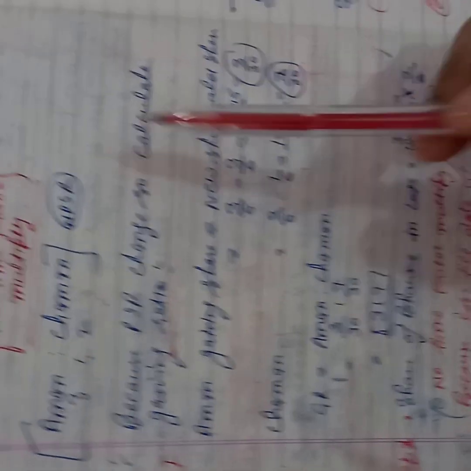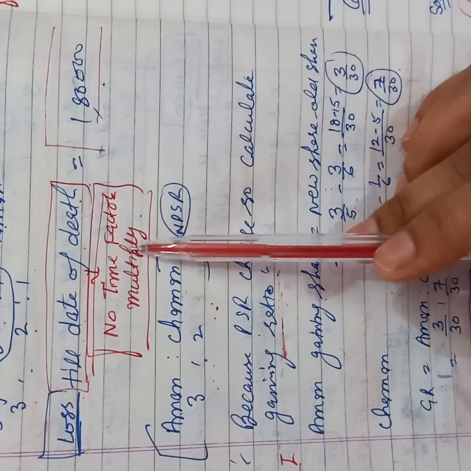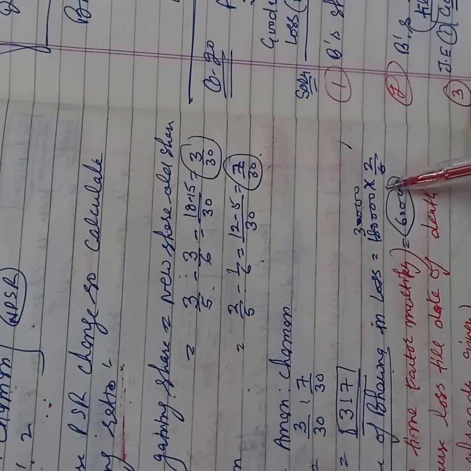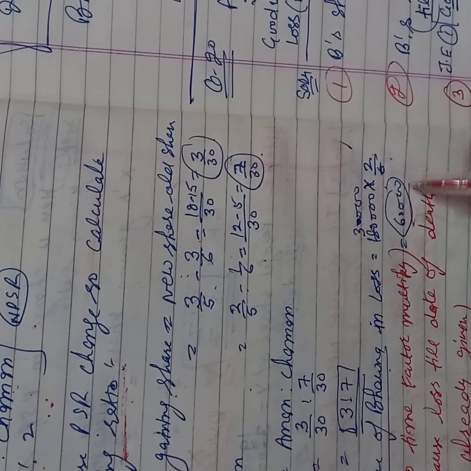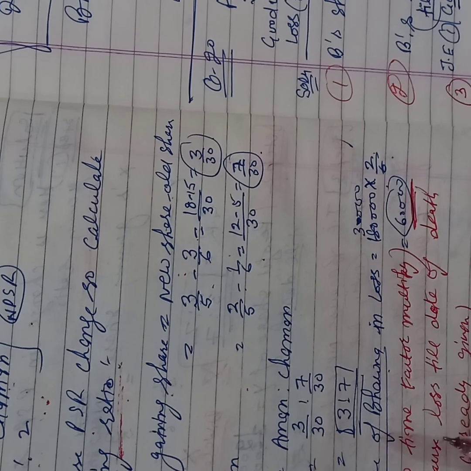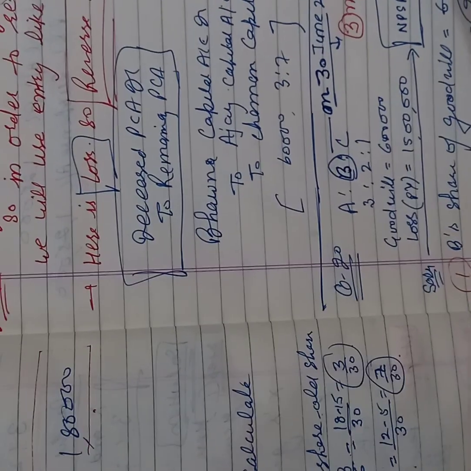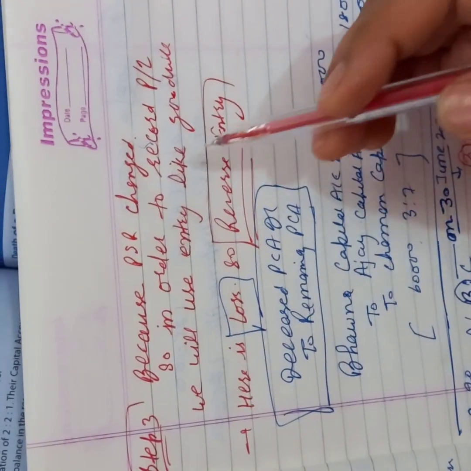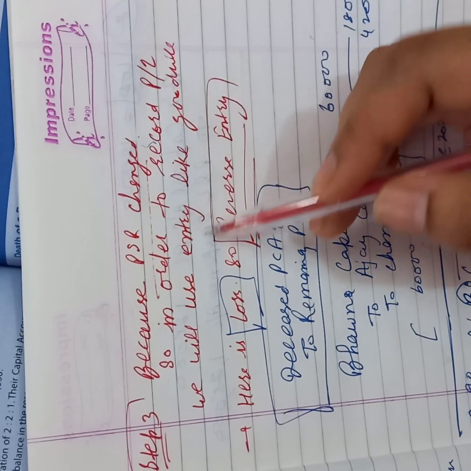And here, because the loss till the date of death is given, we will not multiply the time factor directly. 1,80,000 into share 2 by 6, so we'll get 60,000. Then we will divide this loss. This loss will be compensated by the deceased partner also, because there is a loss and a change in the profit sharing ratio. Both are there.